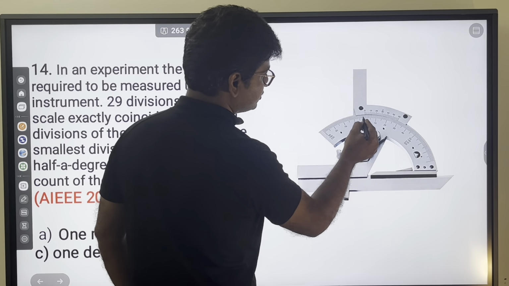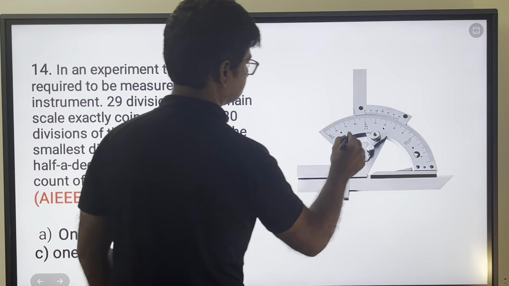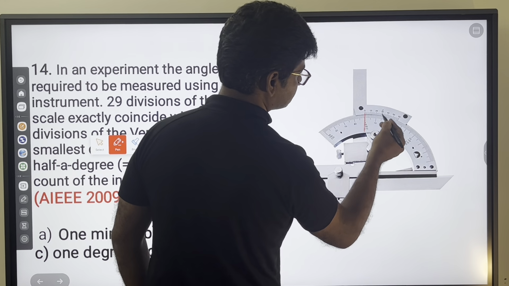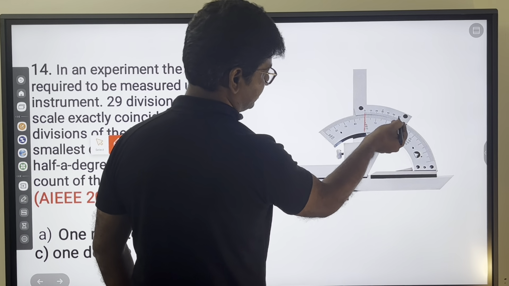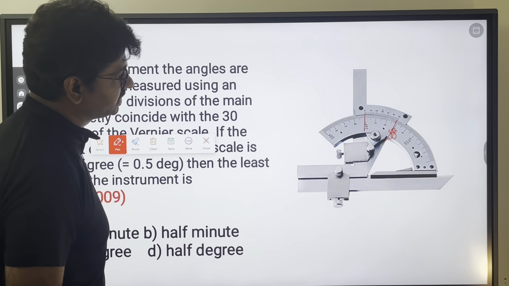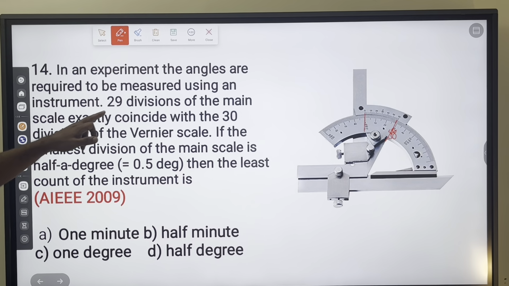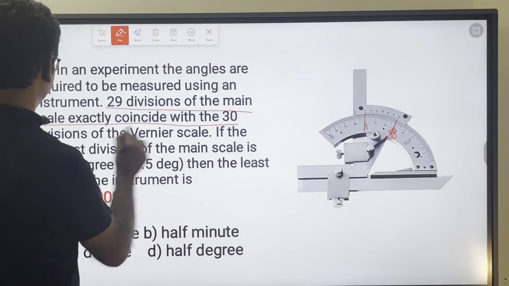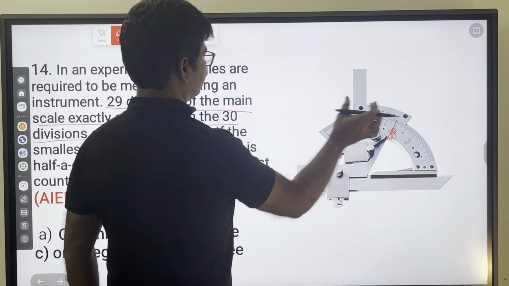Now here you can see this is 0, this is 0, and here it is 29. This is actually 30 here. So 29 are divided here into 60 divisions, actually some more are there. But in the problem, how many are given? 29 main scale divisions are divided into 30 divisions on the vernier scale.